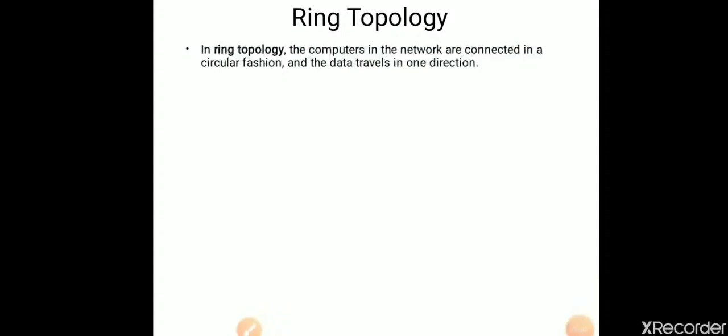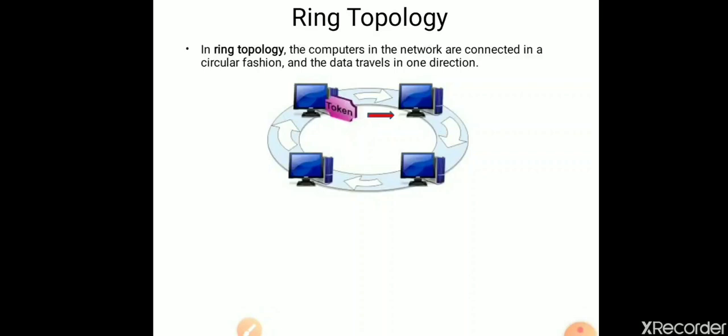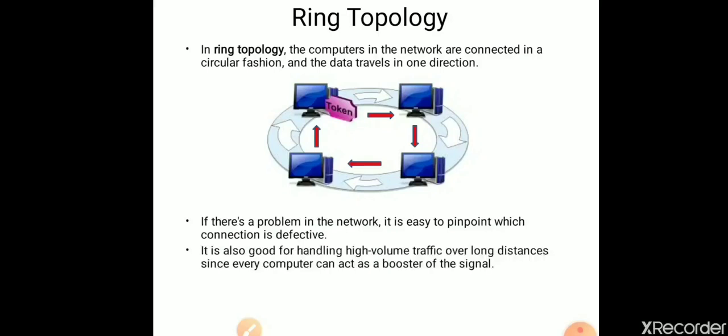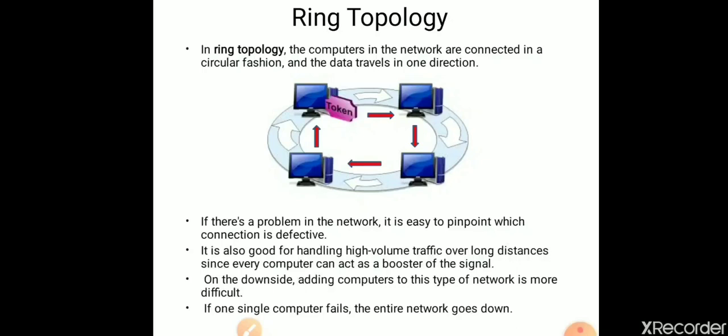Next is the ring topology. In ring topology, the computers in the network are connected in a circular fashion and the data travels in just one direction, as you can see here in the figure. If there is a problem in the network, it is easy to pinpoint which connection is defective. It is also good for handling high volume traffic over long distances, since every computer can act as a booster of the signal. On the downside, adding computers to this type of network is very difficult. And one more main disadvantage is that if one system fails, the entire network goes down.